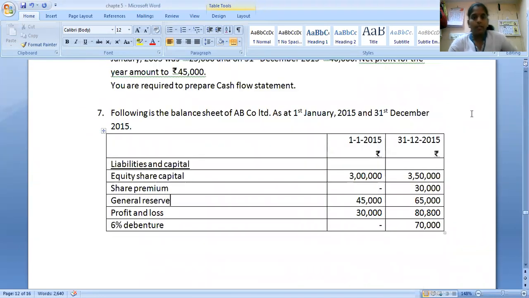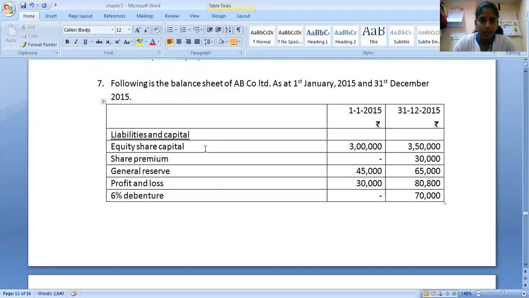The following is a balance sheet of AB Company Limited as at 1st January 2015 and 31st December 2015. Within the same year, the cash flow statement is given, and you need to prepare the cash flow statement for the year ended 31st December 2015. You need to segregate the investing, operating as well as the financing activities. I need not explain the same thing again.